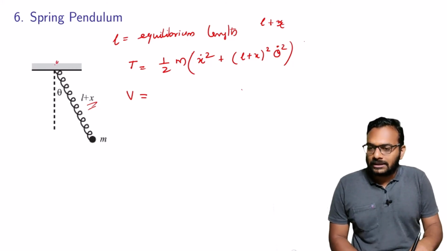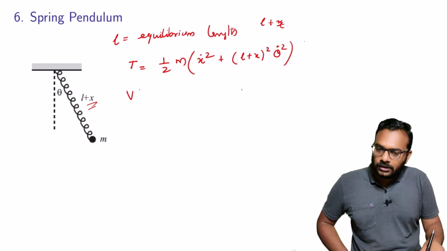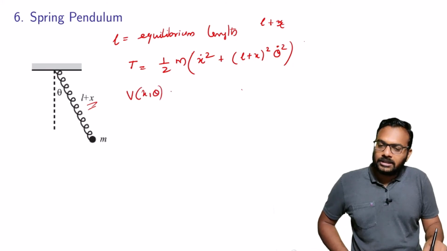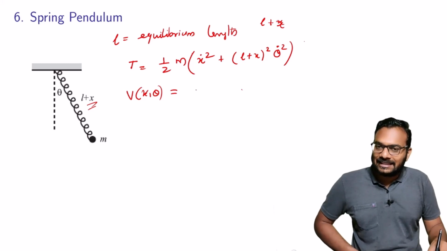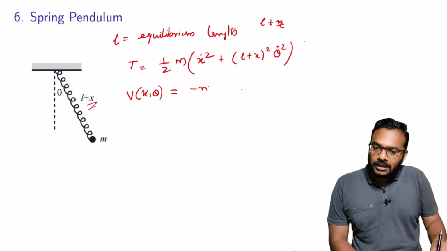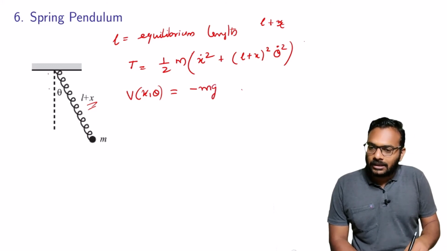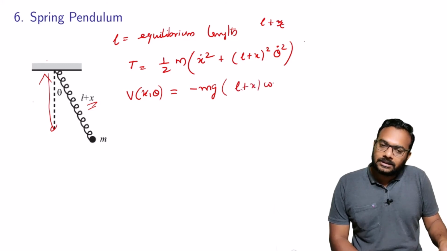So you can write V is equal to... Again, we'll choose this as the reference point. So V depends on x and theta. We have to write it in terms of x and theta because x and theta are our generalized coordinates. So V of x comma theta becomes minus mg times this height. Because this is 0, it becomes minus. So minus mg, and what's this height? It's L plus x cos theta.